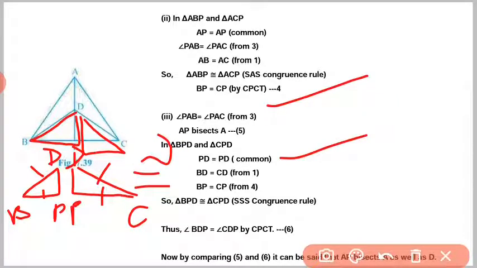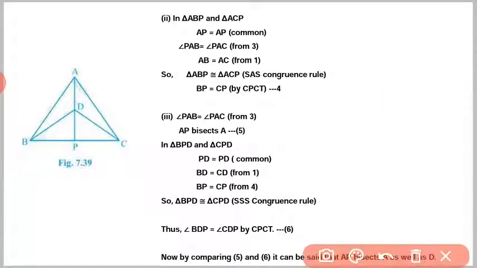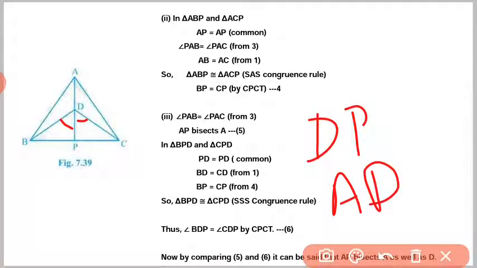If these two triangles are congruent, then angle BDP is equal to angle CDP by CPCT. Now we see that these two angles are also equal. It means DP bisects angle D, and DP can also be written as AP, as AD was produced till P. So AP bisects angle A as well as angle D.